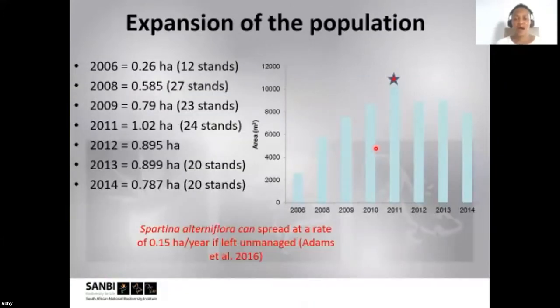This graph here shows you how much Spartina alterniflora has expanded over the years. So in 2011, this is when Working for Water started with the first control of this population. So the stands here, it's not really a good measure to say how the population is behaving, because the stands can join together when the population is not managed and become less. So rather focus here on the area occupied by Spartina over the years. Research shows that Spartina alterniflora can spread at a rate of 0.15 hectares per year if left unmanaged.